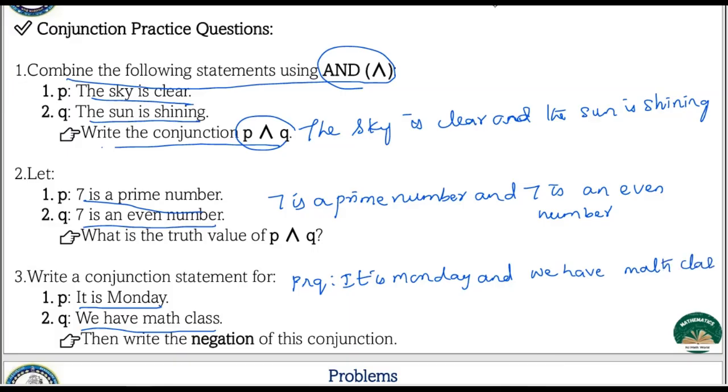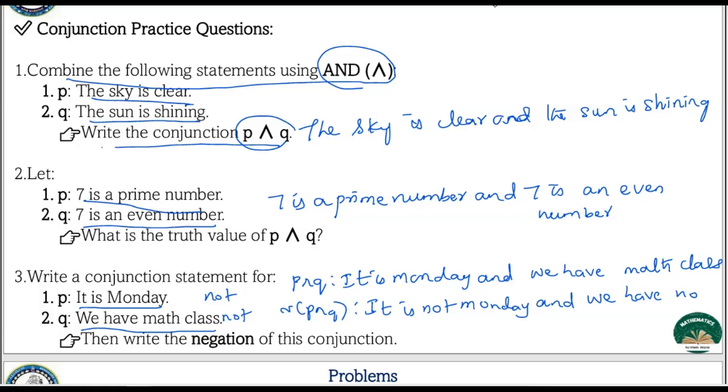They're asking you to negate P and Q. So wherever we want to negate P and Q, we should use not in both these statements. So usually, negation of P and Q will be: negate the statement it is Monday. What will be the negation? It is not Monday. And negate the next one. We have maths class, so we can write we have no maths class. So this will be P and Q conjunction, and this will be negation of the conjunction.